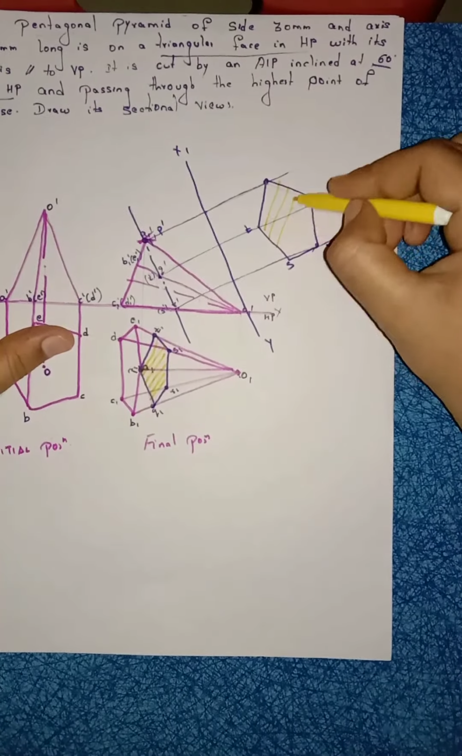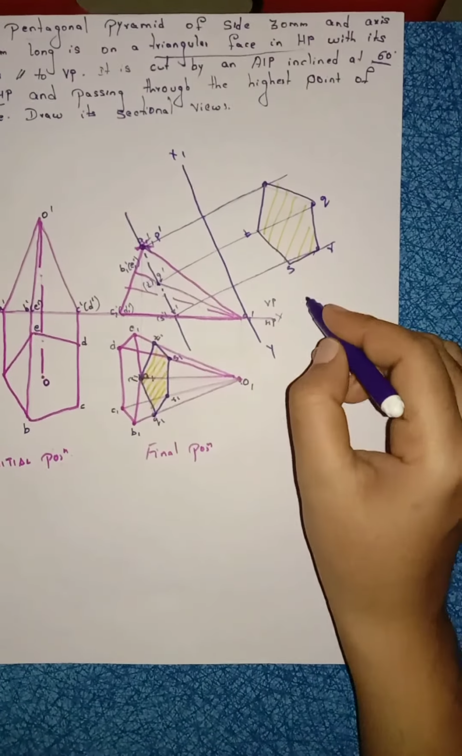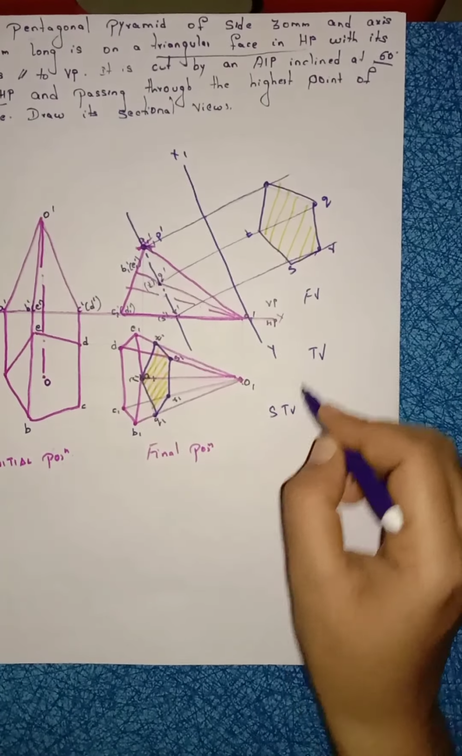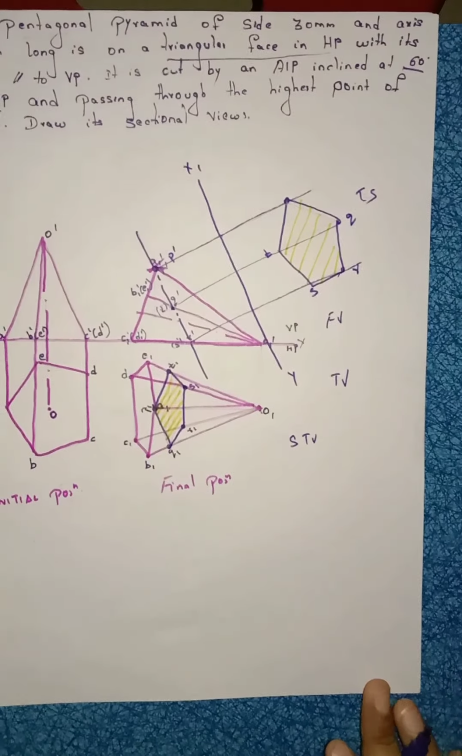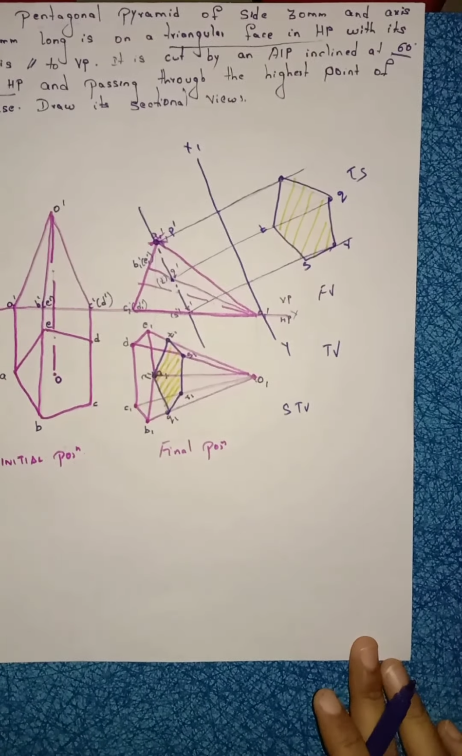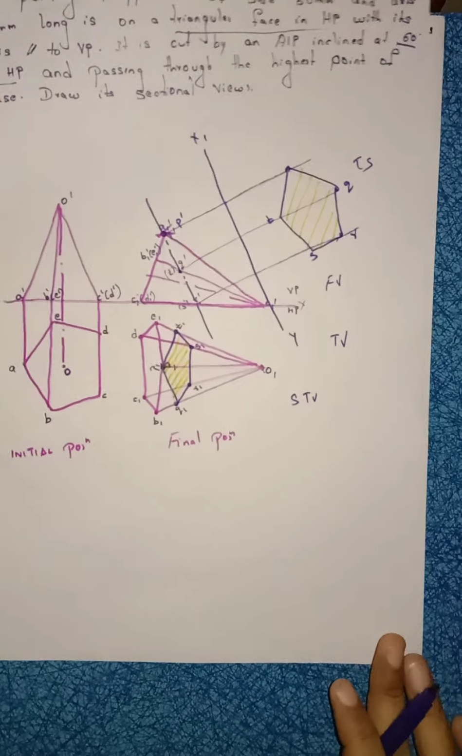Draw the hatching lines here. Right? After completion of your problem, write down this is your front view, top view, sectional top view, and this is your true shape. Right? Just draw the first step, the first part of the question, then next read the question carefully and mark the sectional plane.